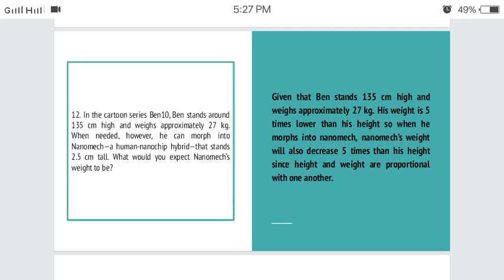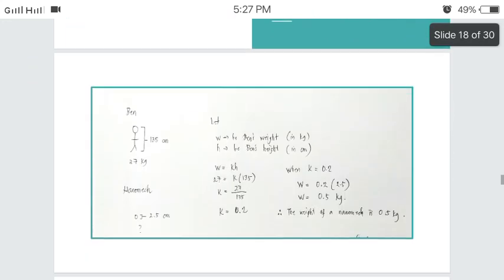Given that Ben stands 135 centimeters and weighs approximately 27 kilograms, his weight is 5 times lower than his height. So when he morphs into Nanomech, Nanomech's weight will also decrease 5 times relative to his height, since height and weight are proportional to one another. So here's the proof. Let W be Ben's weight in kilograms, H be Ben's height in centimeters. So W is equal to KH, where K is the constant and H is the height.